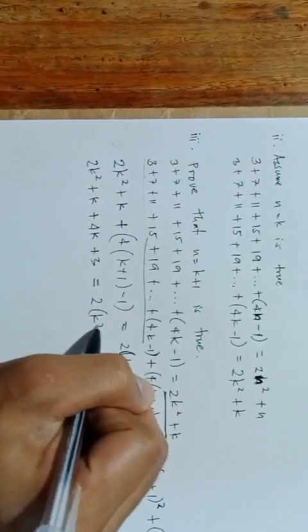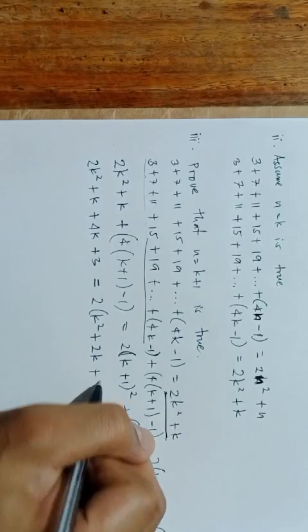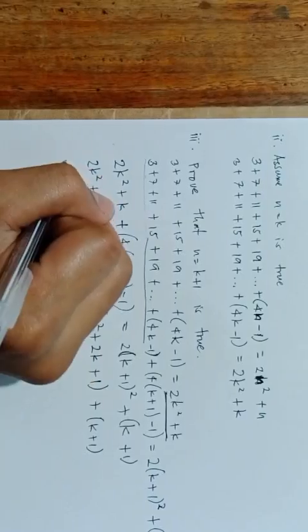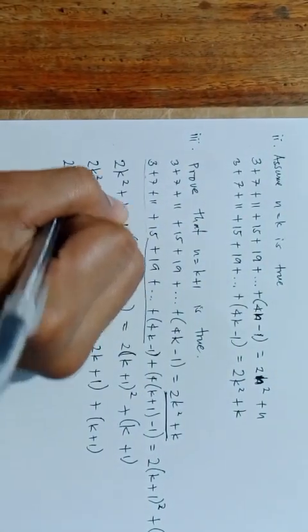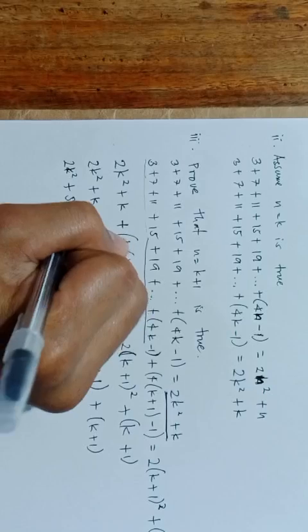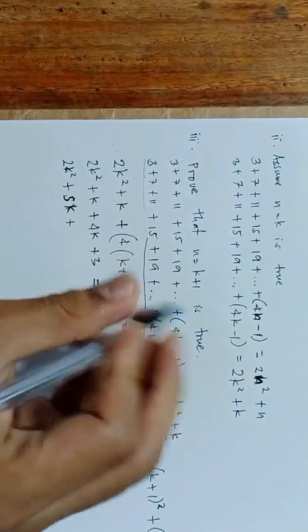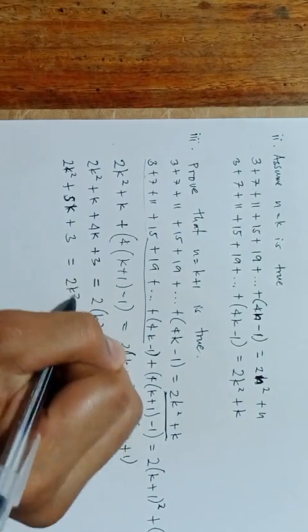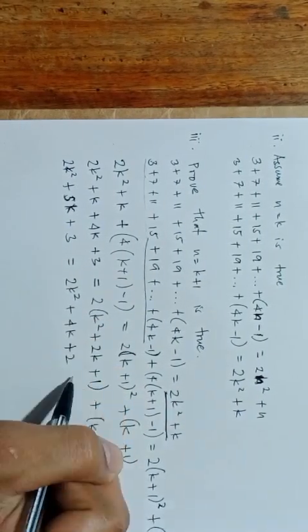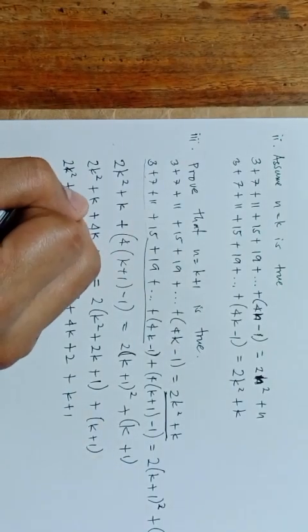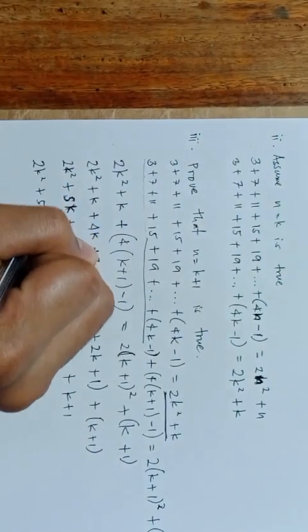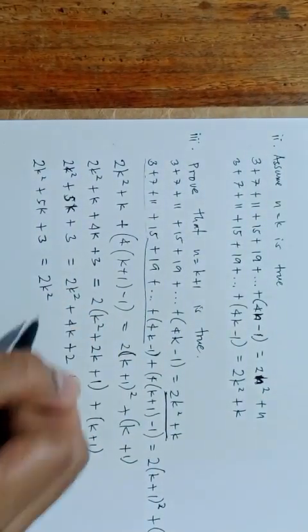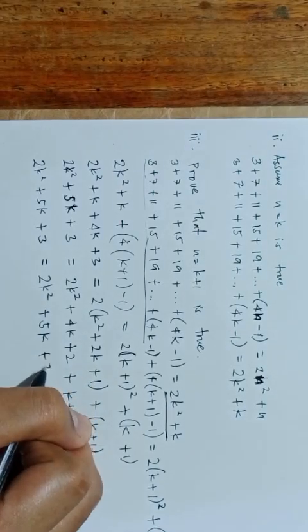So 2 times k squared plus 2k plus 1, plus k plus 1. Then combine like terms for the left side. We have 2k squared plus 5k plus 3. This is equal to, so let's distribute the 2 into the parentheses: 2k squared plus 4k plus 2 plus k plus 1. Then combine like terms for the right side: 2k squared plus 5k plus 3.